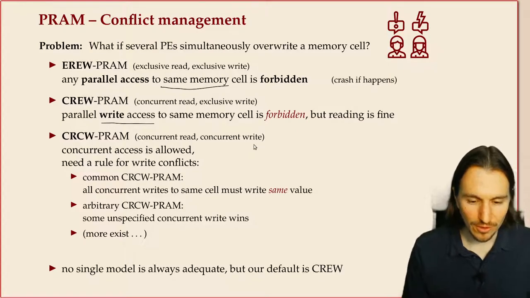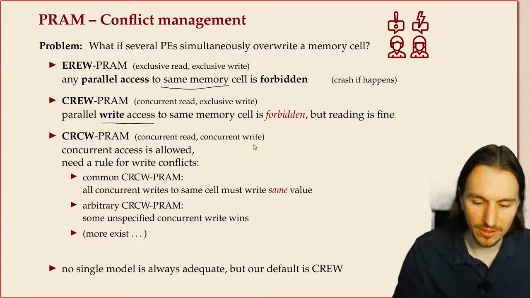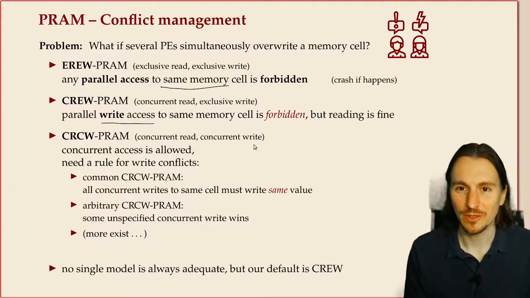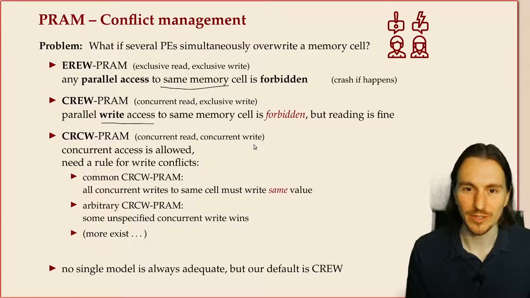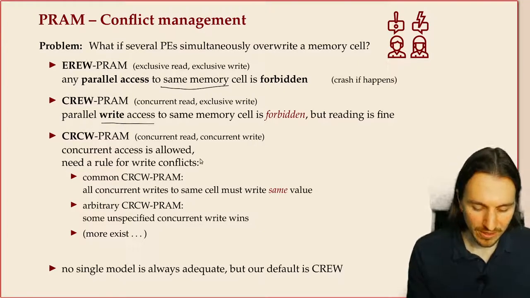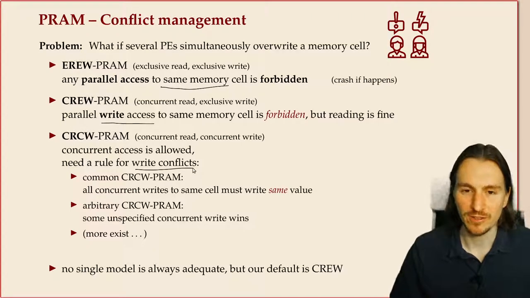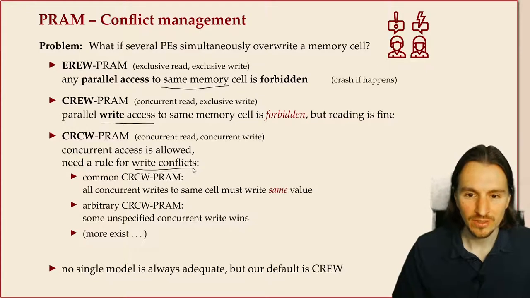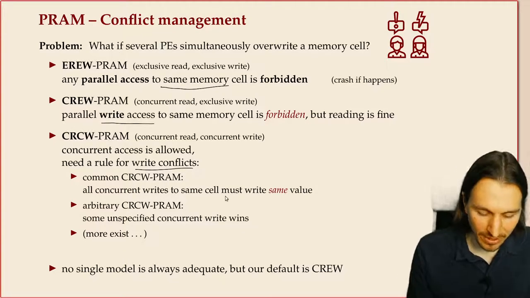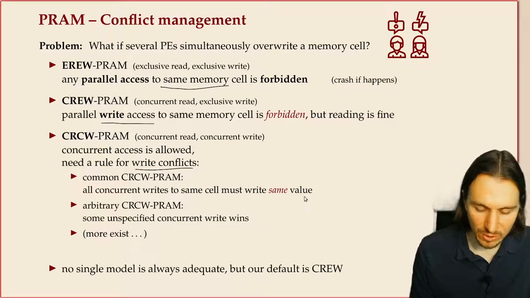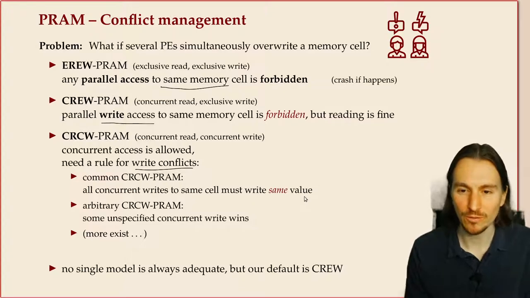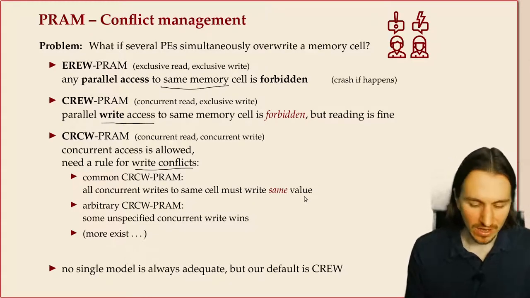You can also go to a concurrent read and concurrent write. So you do allow several processing elements to write the same cell. But then you need to say what happens with different values that are written to the same cell. And there are again different models. You can assume if this happens, they must all write the very same value, so there's nothing really to do.